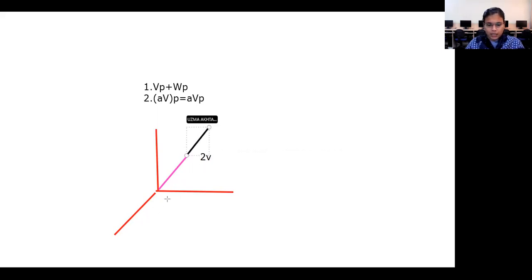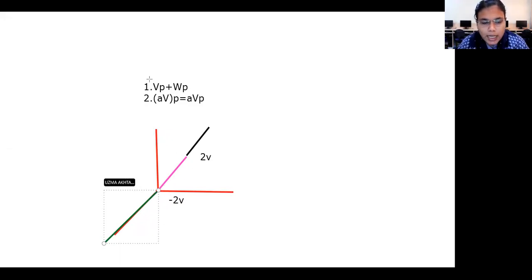And suppose I am writing this as minus 2v. That is, if your scalar is negative, this will simply be in the backward direction. Suppose here I draw this in the backward direction, somewhere here. So again it is minus 2 times v. And suppose this scalar a is 0, so this whole tangent vector v will shift to the origin. Okay, so these are vector addition and scalar multiplication.